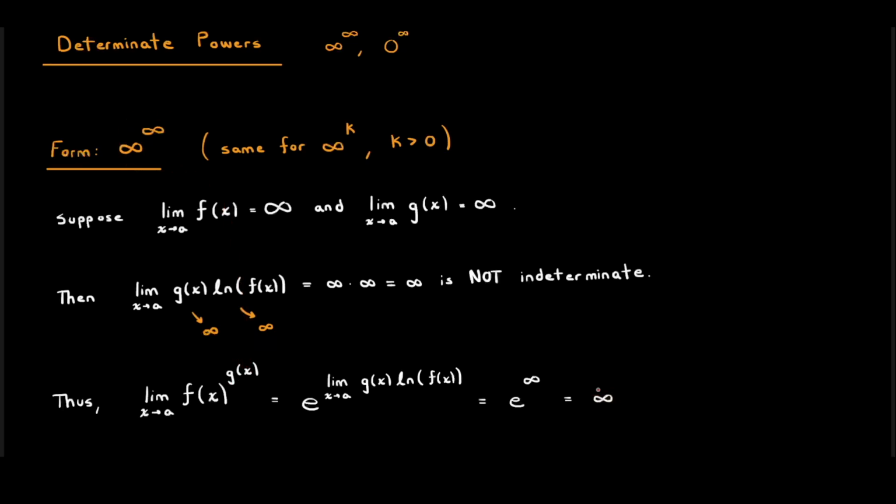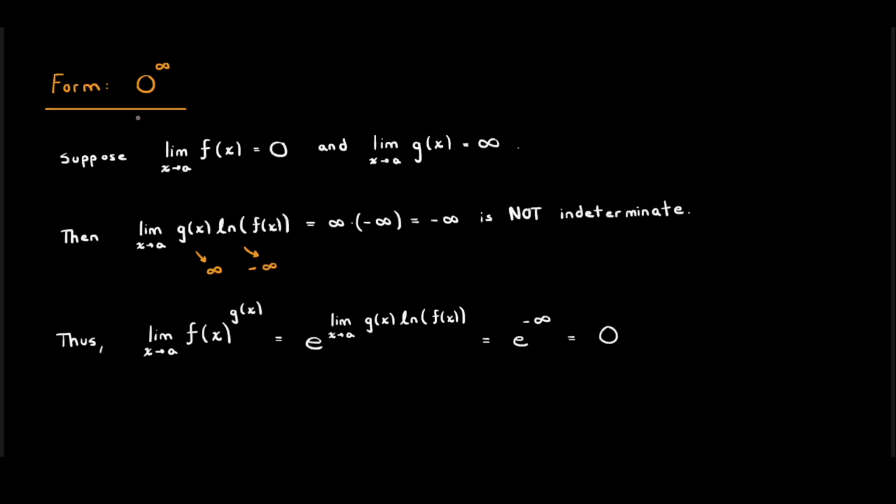Similarly, let's take a look at the form 0 raised to the infinity. In this case, the base is approaching 0, and the exponent is increasing without bound as your inputs approach your limit point a. So again, upon analyzing the behavior of the limit in the exponent, what we see is that g of x is approaching infinity, and f of x is approaching 0. But natural log, as you approach 0, is going to approach its asymptote. So it's going to go to minus infinity, at least from the right-hand side. So we have infinity times minus infinity, and that is not indeterminate. It just equals minus infinity.